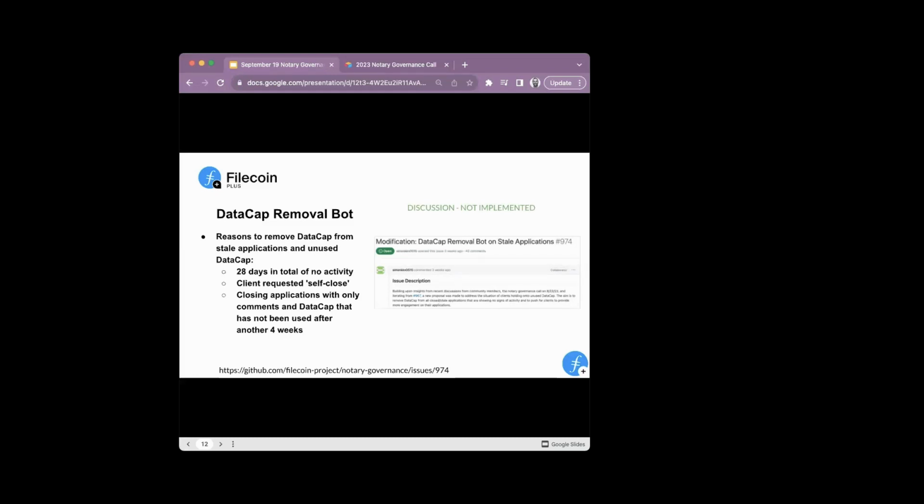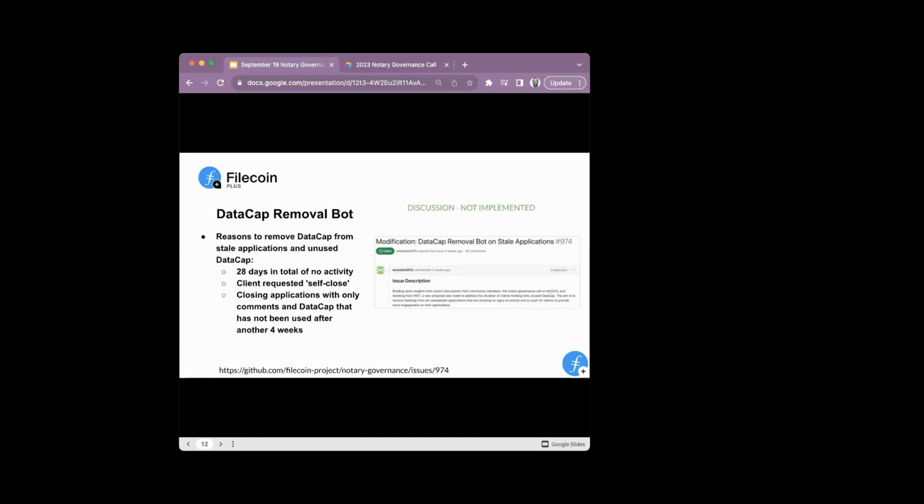Just to give a quick recap, this proposal stemmed off of the Notary Governance call discussion we had on August 22nd, 2023, and iterated off of proposal 967. This proposal basically states three main topics on DataCap removal. The first one being that after 28 days of no activity, meaning no comments, the application will close and the data cap that was allocated to that application will be removed. Second, if a client requests to self-close or to remove data cap, for example, a mistake, the bot will remove the data cap as well.